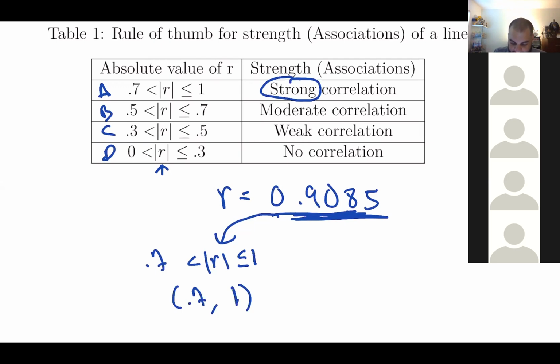What if this would have been a negative 0.9085? Would that change the answer? No, because if you remember, we said we take the absolute value of R. If I take the absolute value of negative 0.9085, you get 0.9085. So that wouldn't change your answer at all. That's why in the middle I have absolute value of R, because R could sometimes be negative. If it is negative, you change it into a positive.